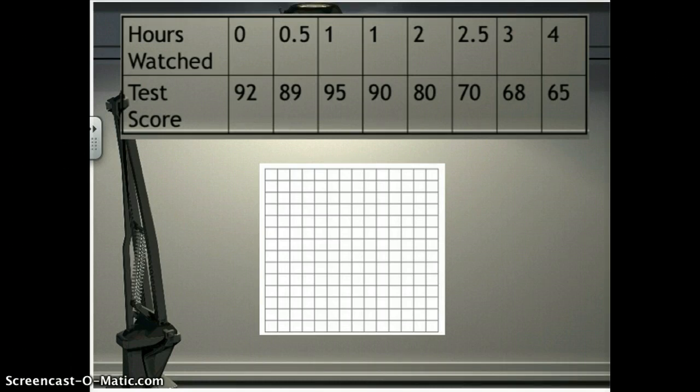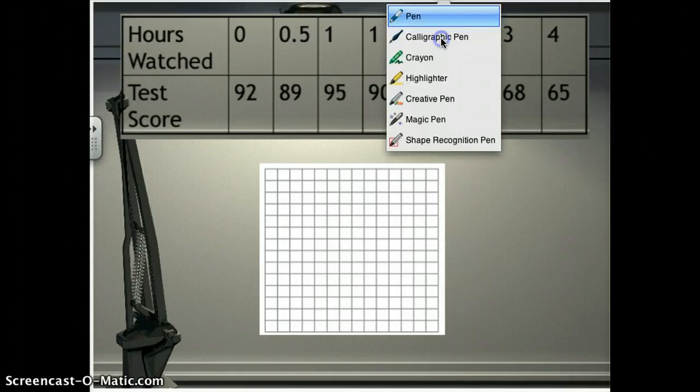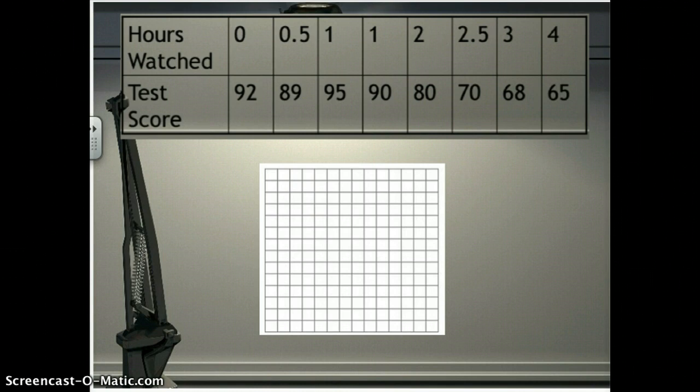Well, I think the test score that you get might depend on how many hours of TV you watched the night before. So that means the hours watched of TV is my independent variable, and it should go on my x-axis. So I'm going to go ahead and put hours watched of TV down here on x. Which means my test score depends on that, so I'm going to put it here on the y-axis. Okay, and this is a percent.